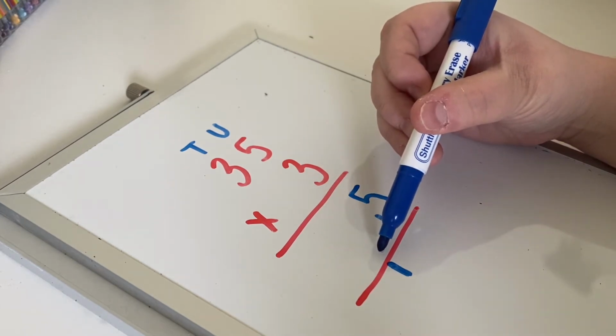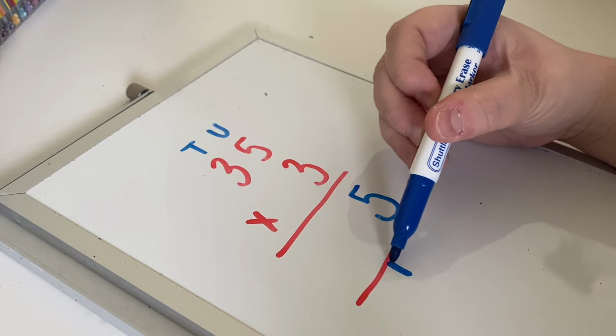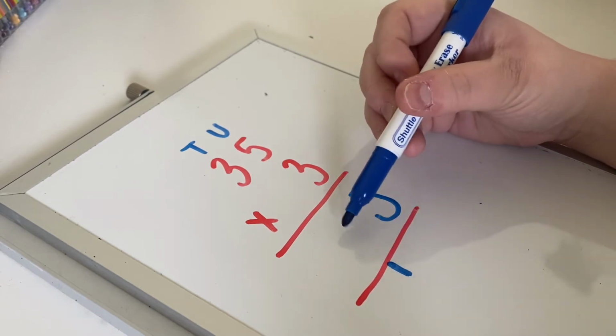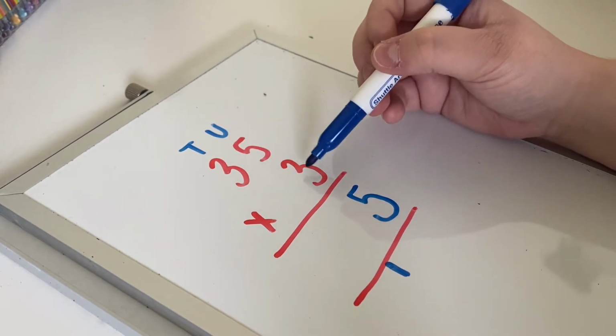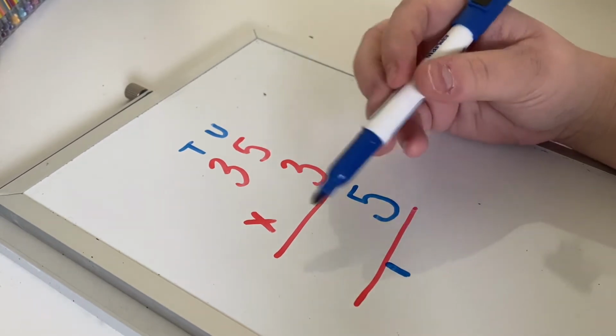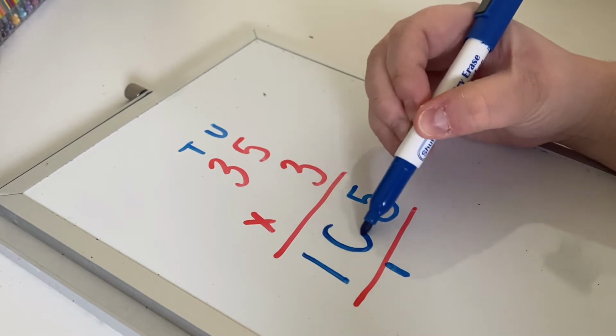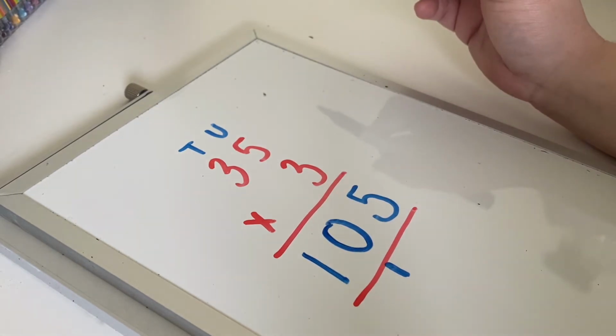However, before we write our 9, we have a 1 to add on to this answer. So we do a little bit of adding. So 3 times 3 was 9, add 1 is 10. So the answer is 105.